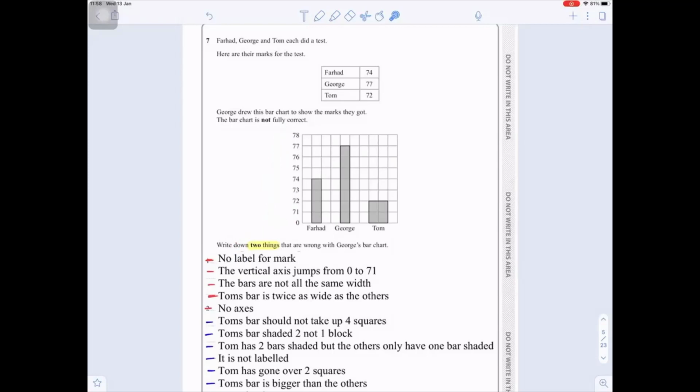The vertical axis jumps from 0 to 71. If you look at this y-axis, it goes from 0 to 71. How does that work? It has to be equally spaced. Another reason you can use: the bars are not all the same width. Like the width of this is 1 square, this one is 1, this one is 2. So the widths are not all the same.